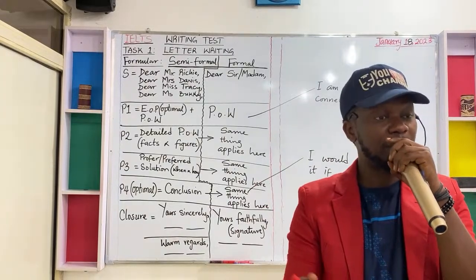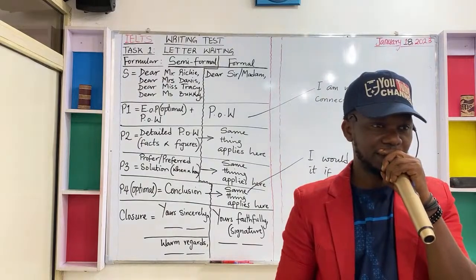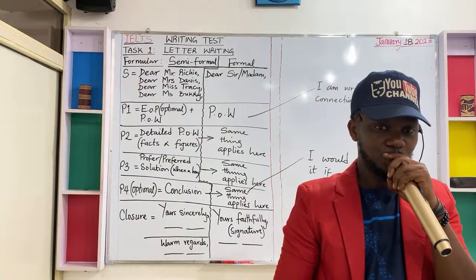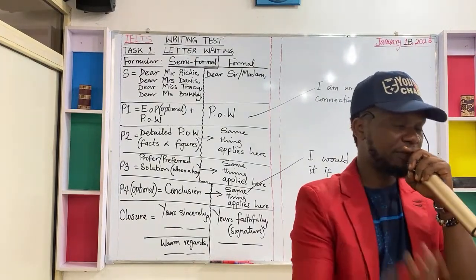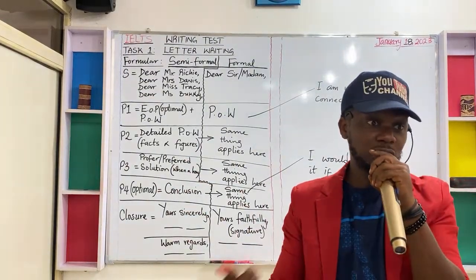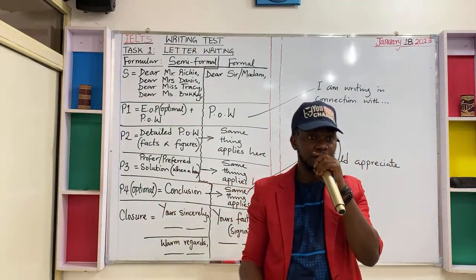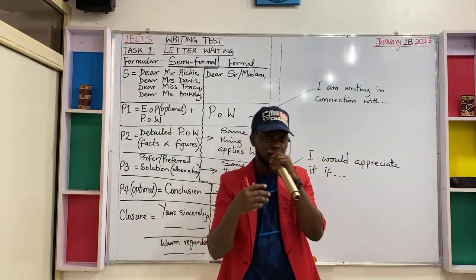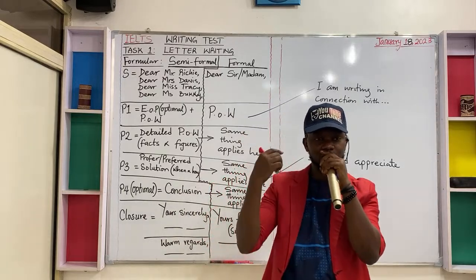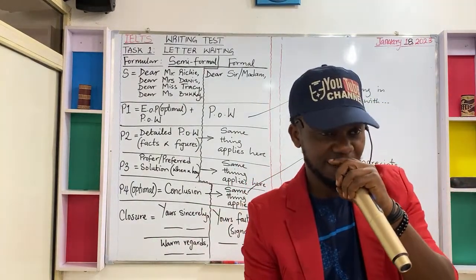When you are writing a letter for permission to travel, that's a semi-formal letter. When you are writing a letter to your lecturer to notify him or her about something, it is a semi-formal letter. When you're writing a letter to your landlord to complain about something about the house, it is a semi-formal letter. When you're writing to your clergy, maybe your imam, your pastor, your reverend priest, it is a semi-formal letter. When you're writing to the monarch of your community, it is a semi-formal letter.